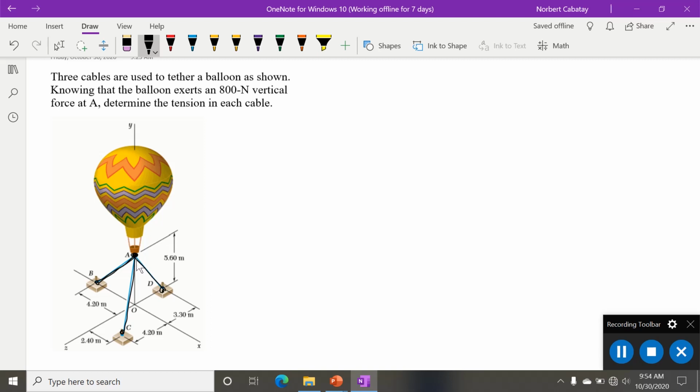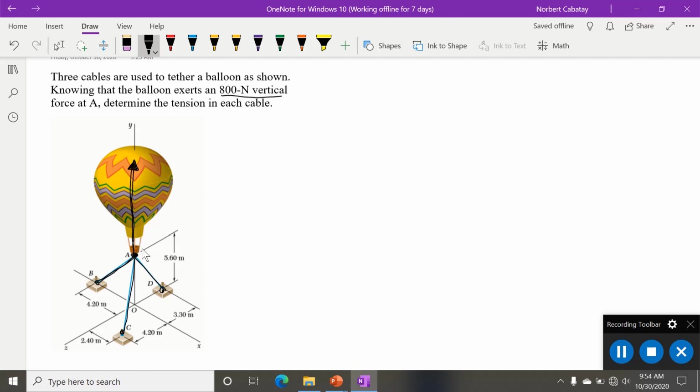Ano po? Then, nasan yung 800 Newton vertical force? Is that pataas or pababa? Ano po? So, that force is vertical, pero hindi niya sinabi kung pataas o pababa. Pero, base dun sa nakikita nating figure, it must be upward. Kasi, kumbaga, yung weight ng balloon ay hindi kinonsider. Ano po? So, may force na umihila dun sa balloon paakyat.